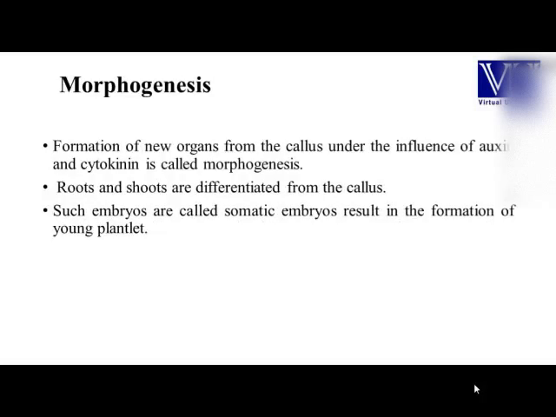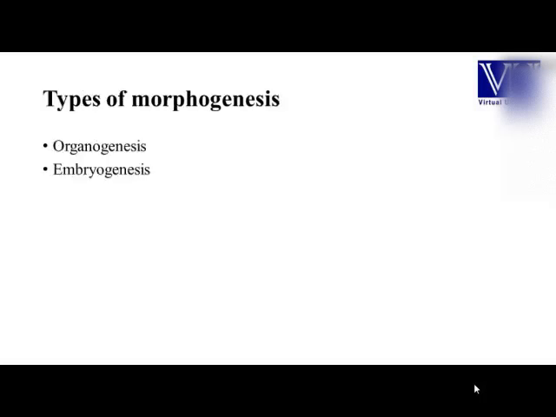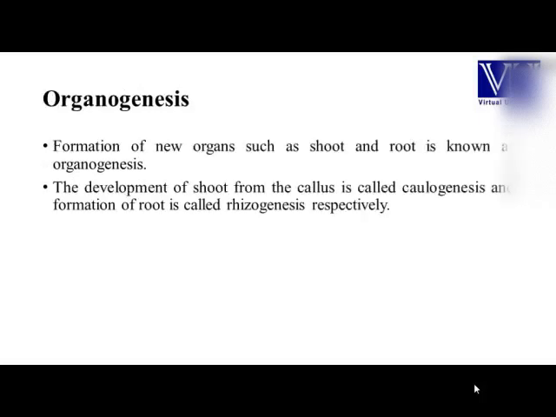Now, what is morphogenesis? Formation of new organs from the callus under the influence of auxin and cytokinin is called morphogenesis. Roots and shoots are differentiated from the callus. Such embryos are called somatic embryos, and result in the formation of a young plantlet. Types of morphogenesis. There are two types of morphogenesis, that is organogenesis and embryogenesis. We will discuss both of these separately.